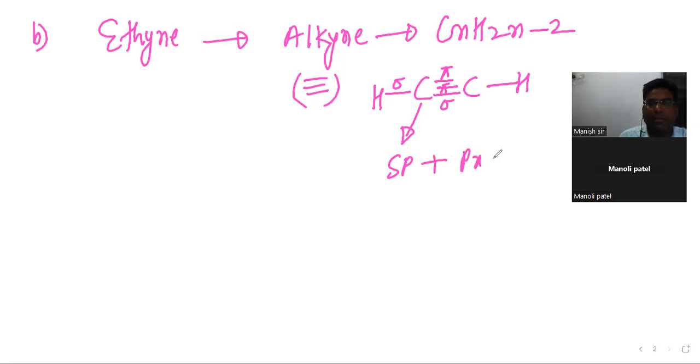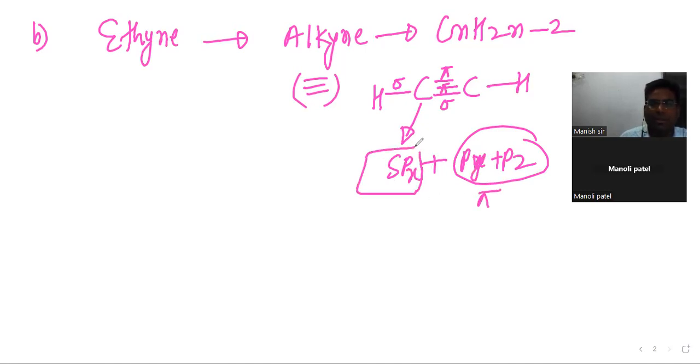And the last px and pz, this is py, this is px, right? So these will make the pi bond. So the hybridization of ethyne will be sp. So this will be the answer, option B. So it was asked in 2014. Please write it down.